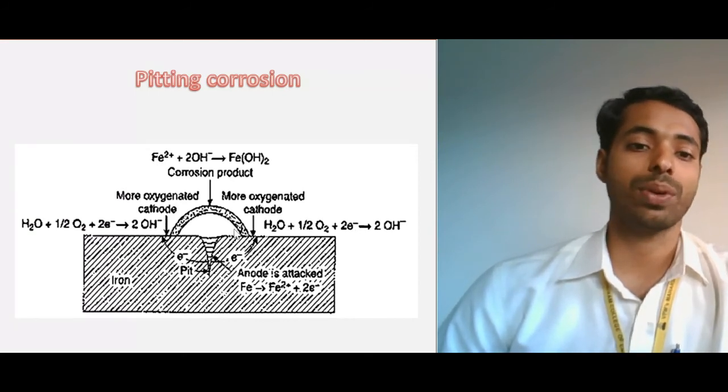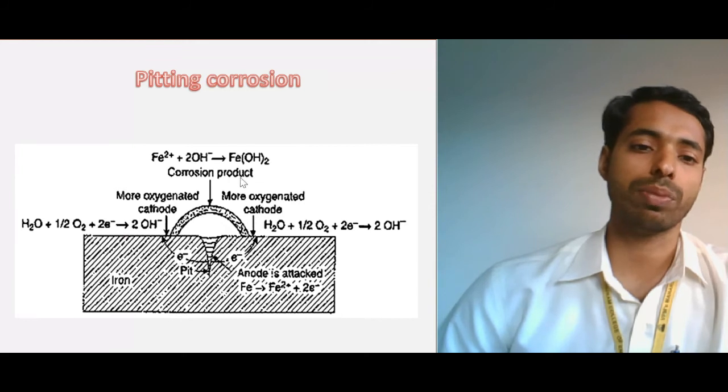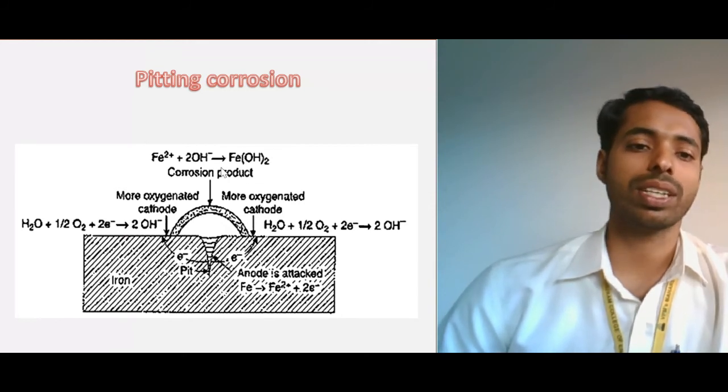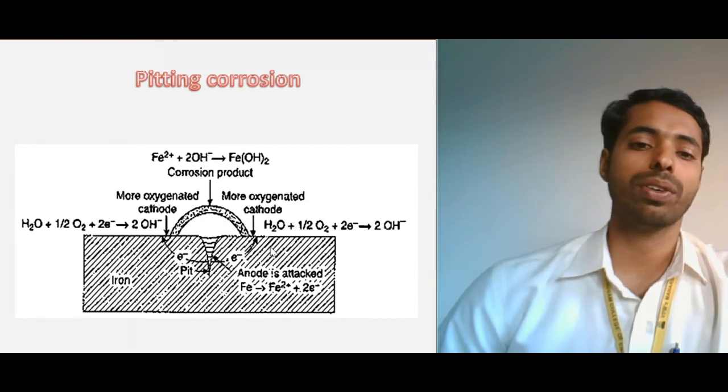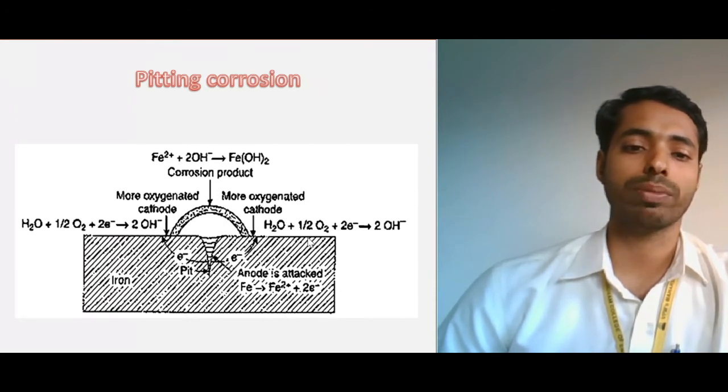In between anode and cathode the ions will diffuse in the solution. From the anode Fe2+ ions and from the cathode 2 OH- ions will diffuse in the electrolyte, and that will produce the corrosion product, that is ferrous hydroxide, like this. And as you can observe, there is more requirement of electrons because of the large cathodic area, so that electron requirement can be fulfilled only by the corrosion reaction on the anode.